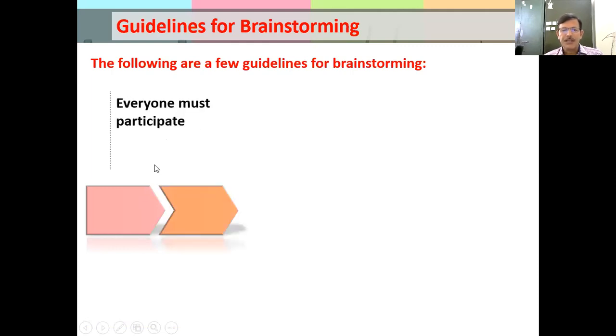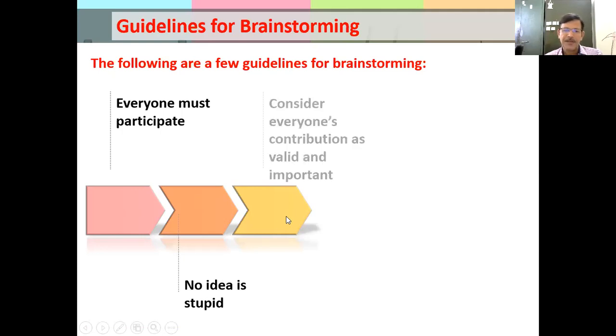Everyone must participate. A group may be more than 10, and sometimes in big brainstorming sessions more than 25, a large group will be there. But everyone must participate. In a small group it is possible. Then, no idea is stupid in brainstorming, because you are storming the brain and telling the ideas. The next guideline is to consider everyone's contribution as valid and important. Everyone has an equal say in brainstorming.